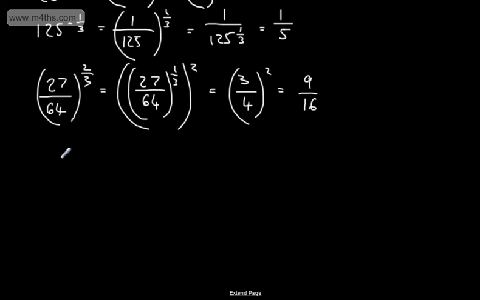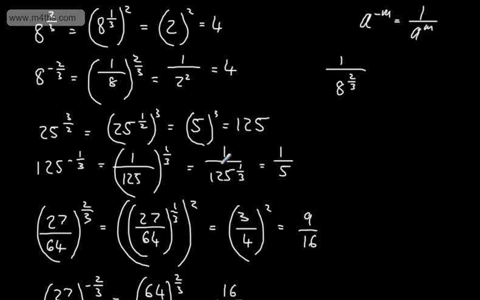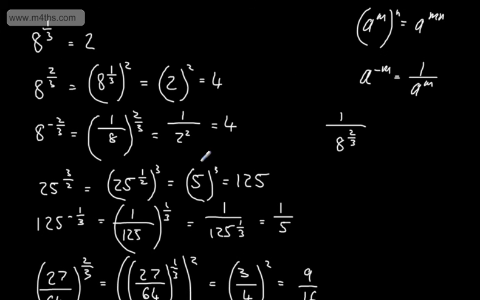If we have this now to the power of -2/3, we could write this now as the reciprocal to the positive power. So 64 over 27 to the positive 2/3, which of course is just going to give us now 16/9. So there are some quick worked examples of some of the tougher questions on indices. There are more rules that you'll come across, but these are typical examples.